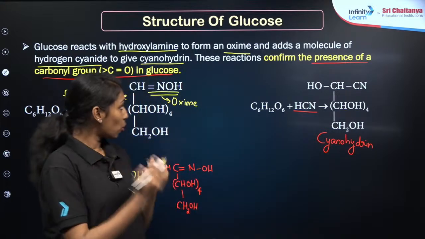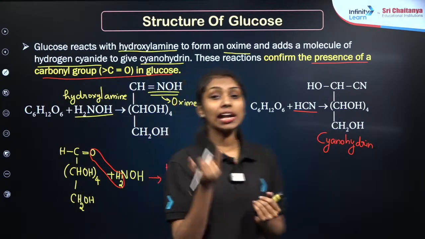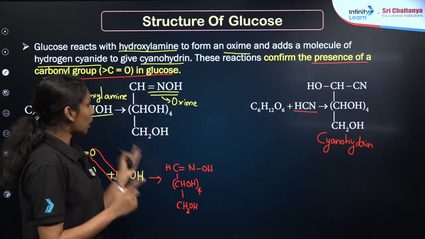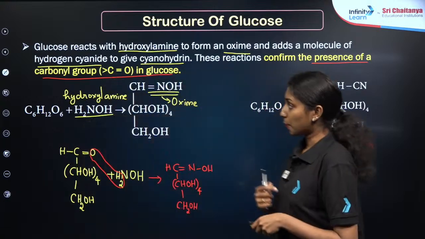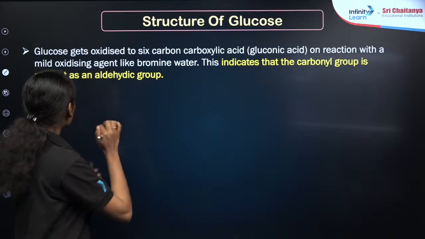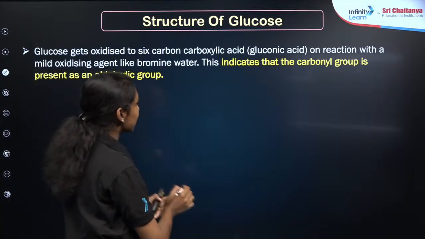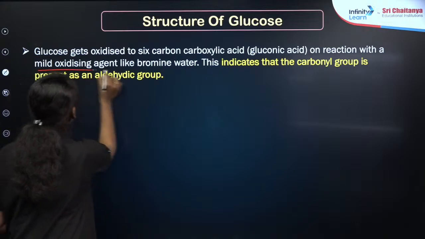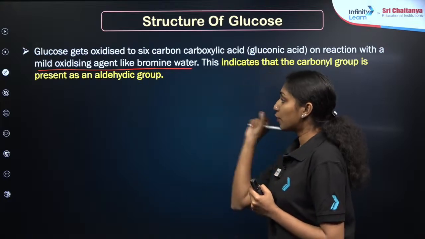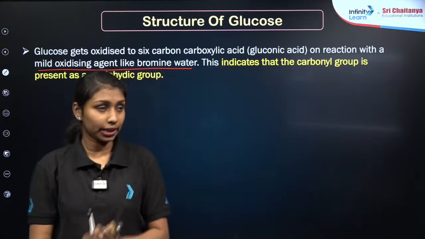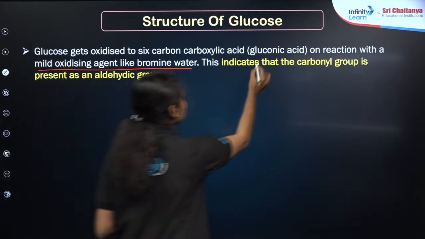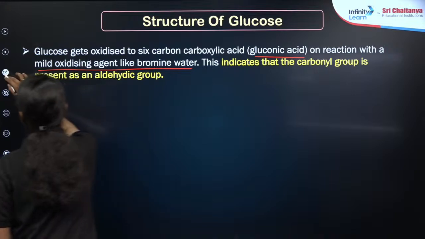The next thing to note is whether the carbonyl group is an aldehyde or a ketone. There are two types of carbonyl groups, aldehyde or ketone, and both have the same carbonyl group. So we are doing another experiment here. Glucose gets oxidized to a 6-carbon carboxylic acid on reaction with a mild oxidizing agent like bromine water. The glucose will oxidize to form a 6-carbon carboxylic acid known as gluconic acid. Let us see the reaction here.